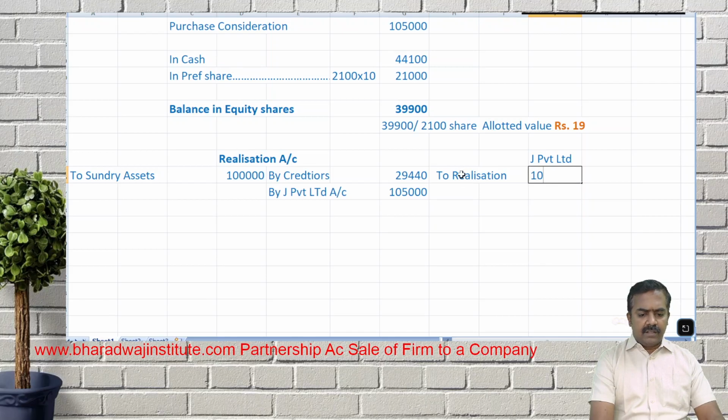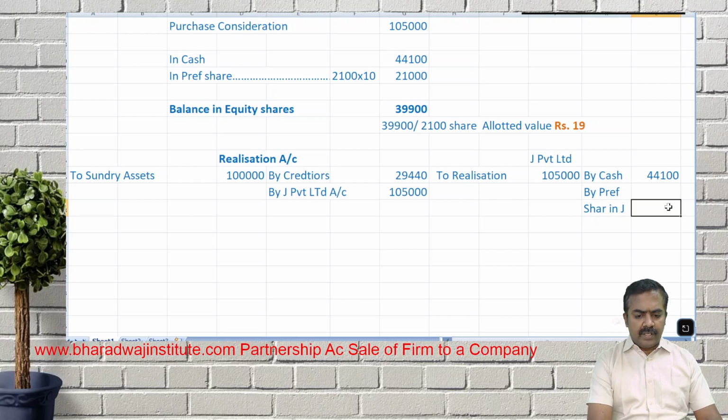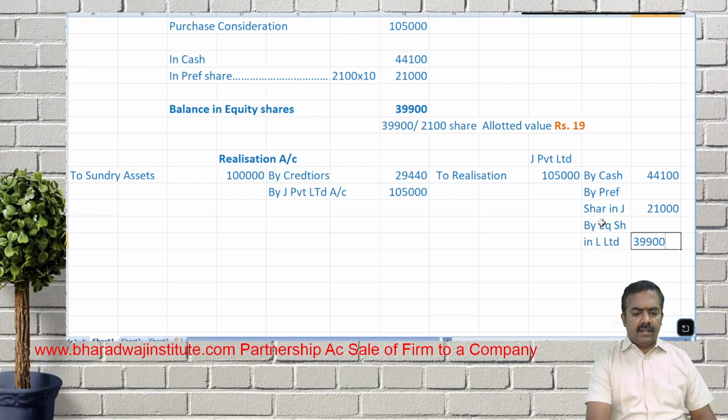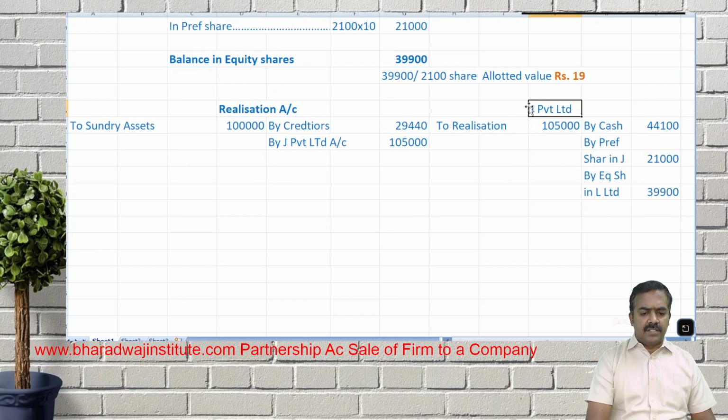how much will it come? 1,05,000. How are we getting this? By cash. How much cash are we receiving? 44,100. By preference shares in Jalan Limited, how much is there? 21,000. By equity shares in Jalan Limited, how much is there? 39,900. Purchase consideration is received.